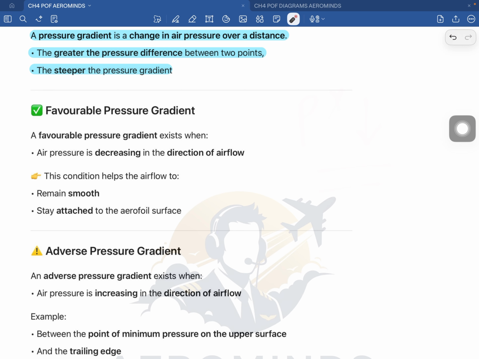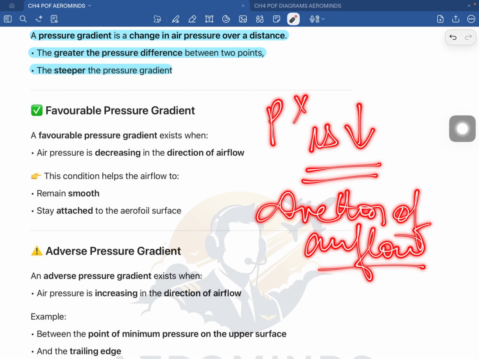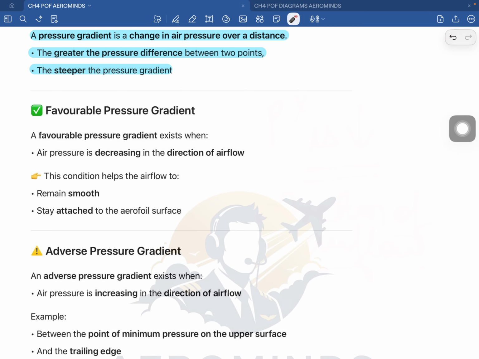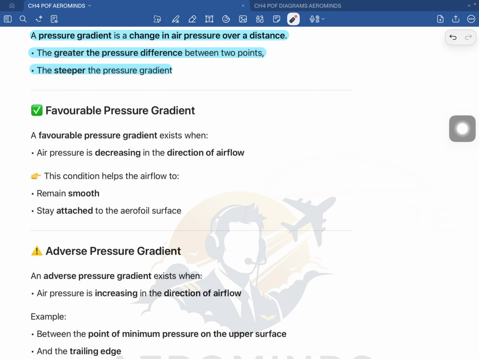So first we'll talk about the favorable pressure gradient. So basically, a favorable pressure gradient exists when the pressure is decreasing in the direction of the airflow. Remember this. So imagine, suppose this is your aerofoil, air is moving from leading edge to trailing edge. Now as it moves forward, what happens? Pressure keeps becoming lower and lower. Then the pressure gradient is favorable, you can say.